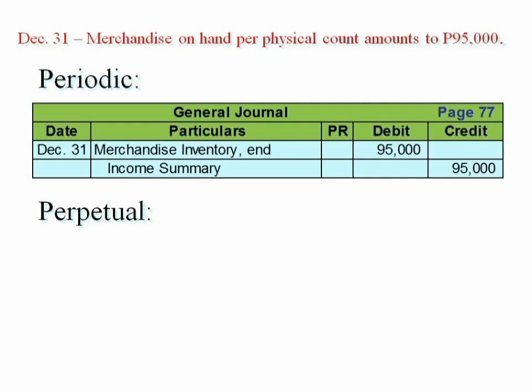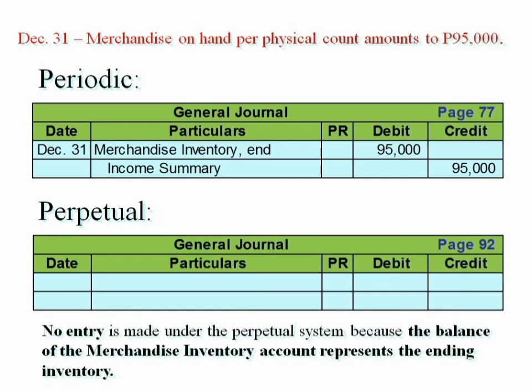How about under the perpetual system? What should be the entry to adjust the merchandise inventory at the end? No entries are made because the balance of the merchandise inventory account in the general ledger, after posting all the previous journal entries, represents the ending inventory.